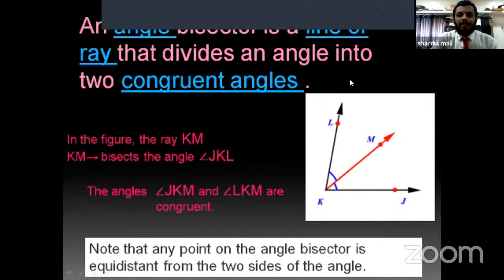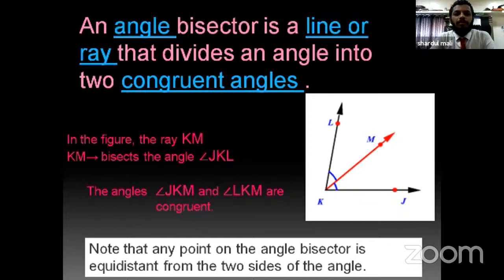An angle bisector is a line or ray that divides an angle into two congruent angles or equal angles. The angle bisector is a line or ray that divides an angle into two equal angles. It means that, look in the diagram, ray KM divides angle LKJ into two equal parts.